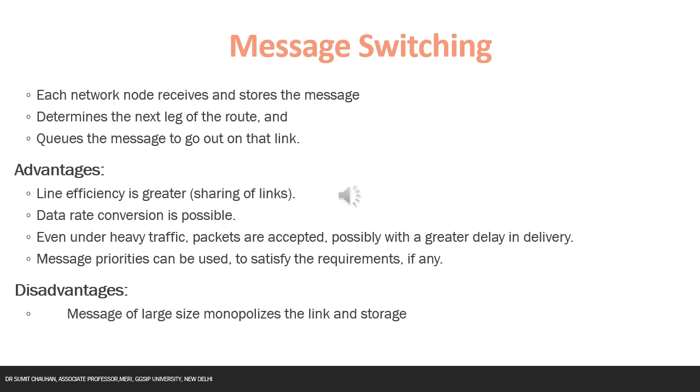Each network node receives and stores the message, determines the next leg of the route, and queues the message to go out on that link. Advantages: line efficiency is greater, data rate conversion is possible, and even under heavy traffic, packets are accepted, possibly with a greater delay in delivery. Message priorities can be used to satisfy the requirements, if any.